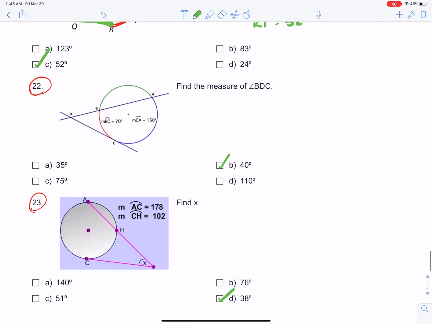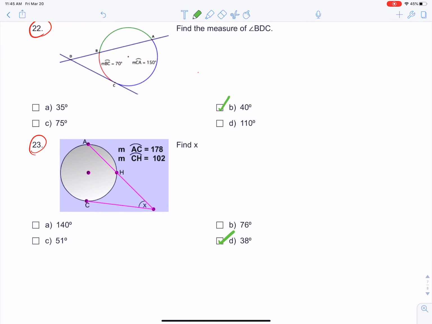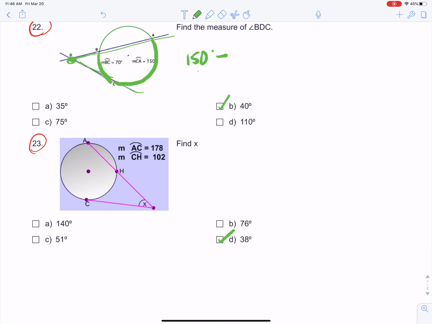Okay, next we have this problem. Now this is asking us for angle BDC. This is a secant and a tangent. It doesn't matter, as long as two segments are meeting outside of the circle, we take the difference of their intercepted arcs. So we take this arc minus this arc and divide it by 2, and that's how we get that angle BDC is 40 degrees.